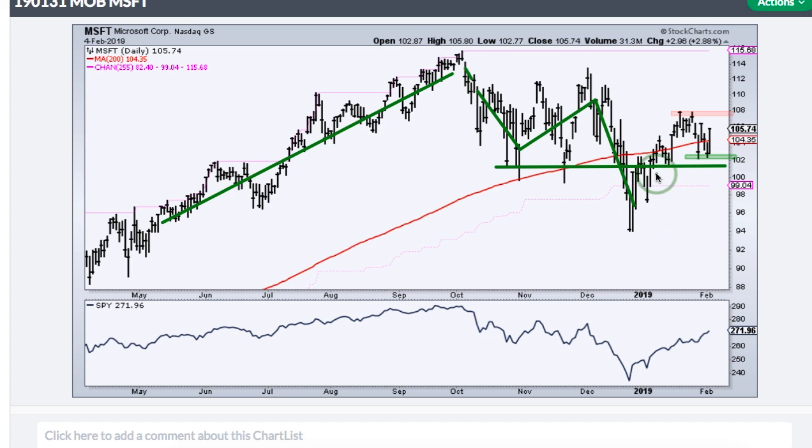And Microsoft got this little bounce, and now it's pulling back. If it can get above 108, I think that's going to be a nice little breakout area that could lead to a challenge to those highs around 116 for Microsoft.